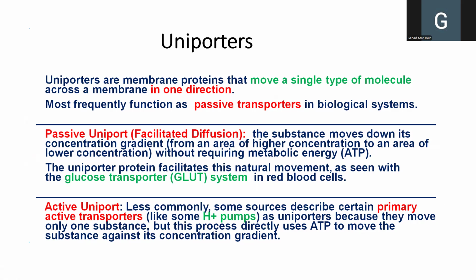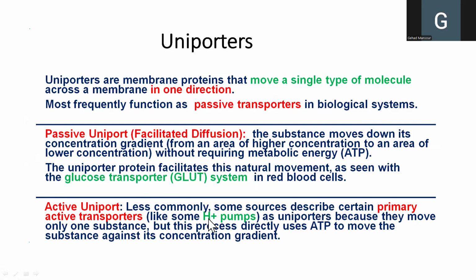But sometimes, as I've just explained, the uniport is active. So we have primary active transporter, and primary means that it is an active transporter which acts on its own. It does not require a previous procedure or process to occur before it. So from the very beginning, and we will explain this in detail. You will understand what a primary active transport is when we explain what a secondary active transport is.